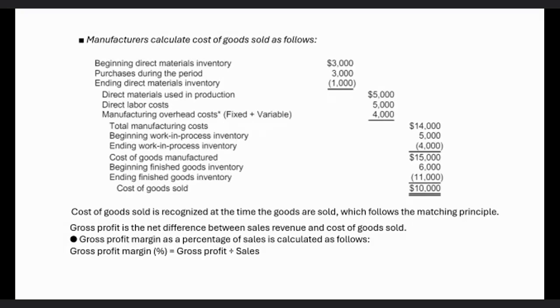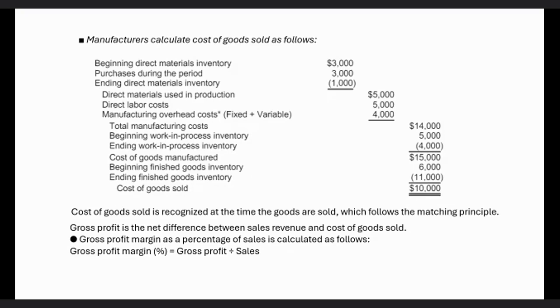Manufacturers calculate cost of goods sold as follows. Beginning direct material inventory, add purchases during the period, and minus ending direct materials inventory. Then we come to direct materials used in production.